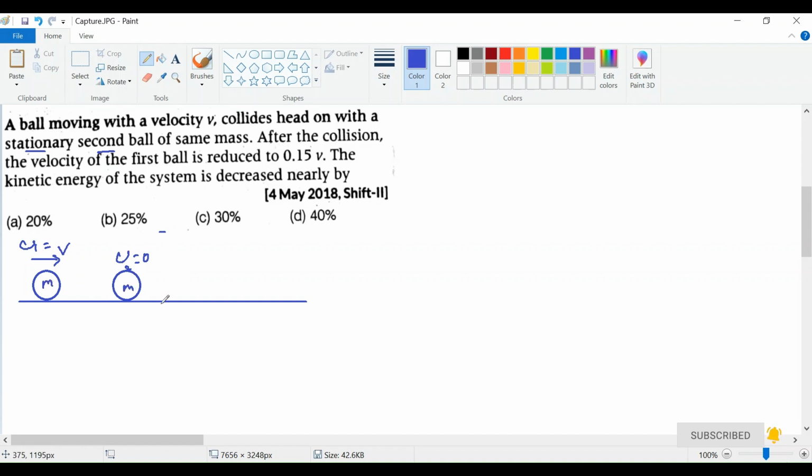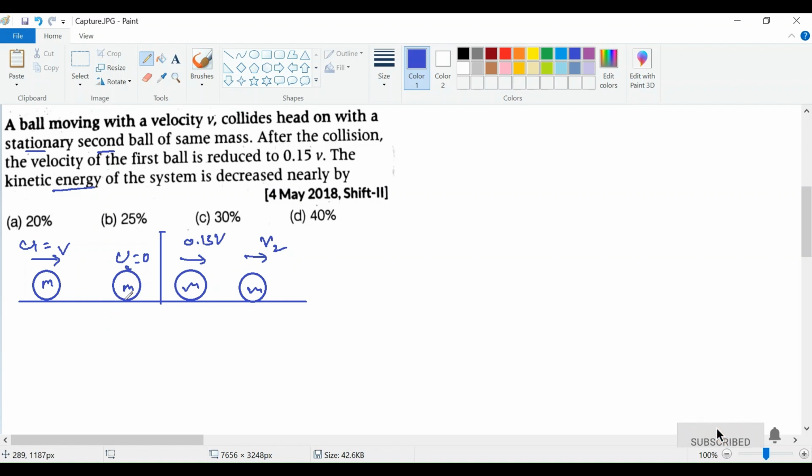So after collision what happens? After the collision the velocity of the first ball is reduced, so these are the two balls after collision, mass M, mass M. This velocity becomes 0.15 V and the kinetic energy of the system is decreased nearly. The velocity V2 is not given. Energy decreased means it's not an elastic collision.